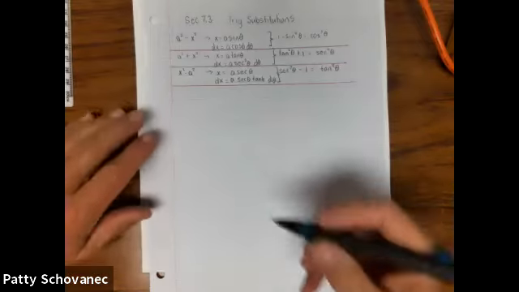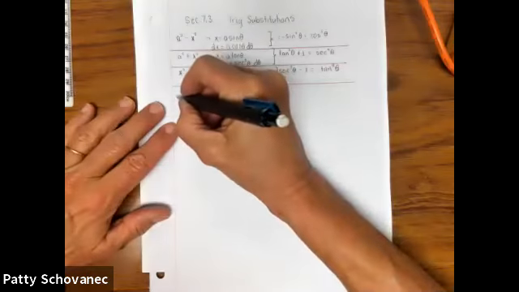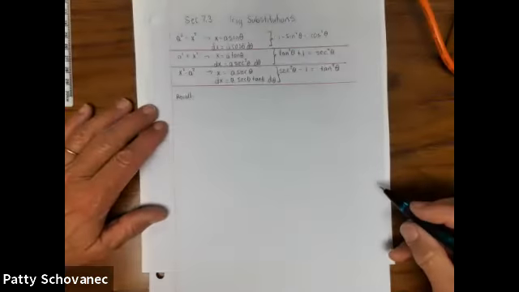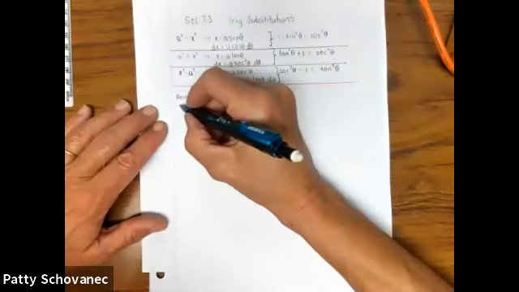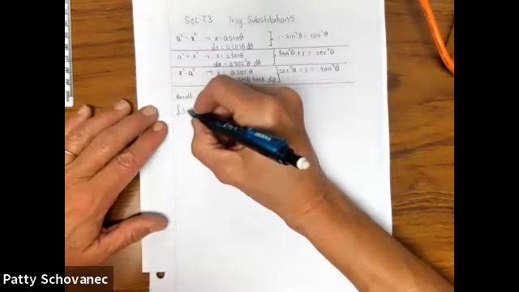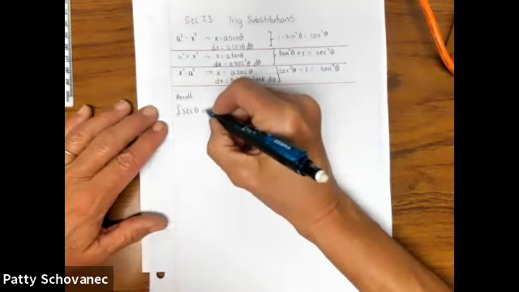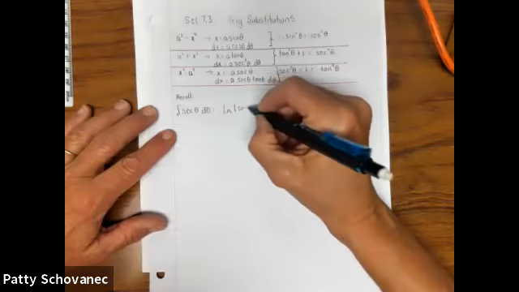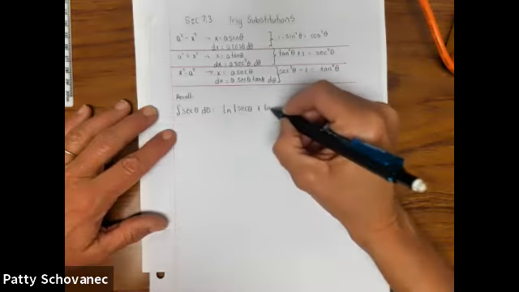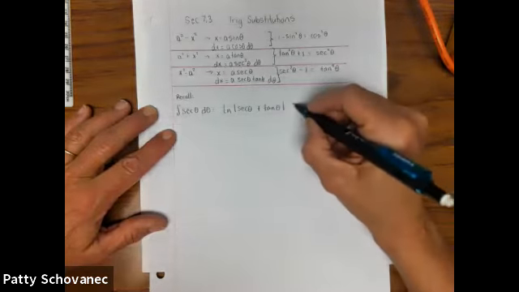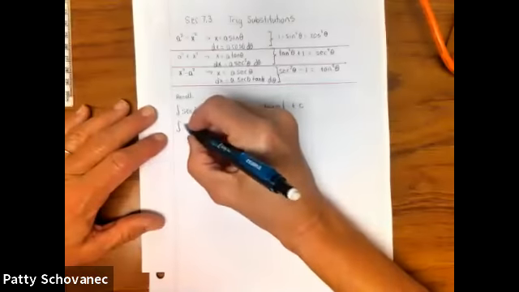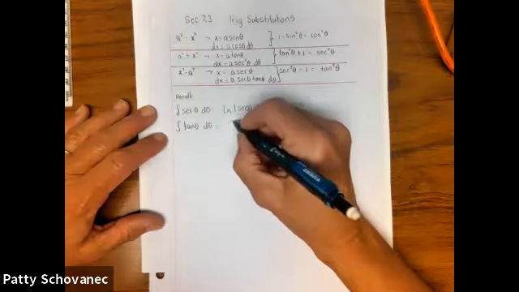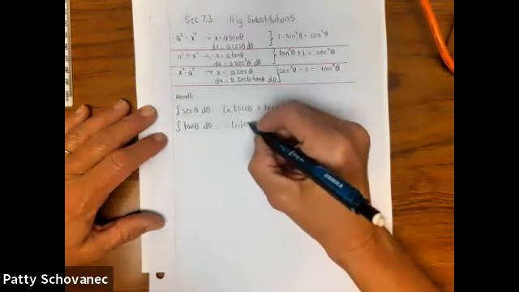So some of you have forgotten the following trig integrals. Let's recall these. These are the ones that we developed in section 7.1, that the integral of secant of theta, secant to the first power, is the natural log of the secant of theta plus the tangent of theta. And the integral of tangent of theta is minus the natural log of the cosine of theta.